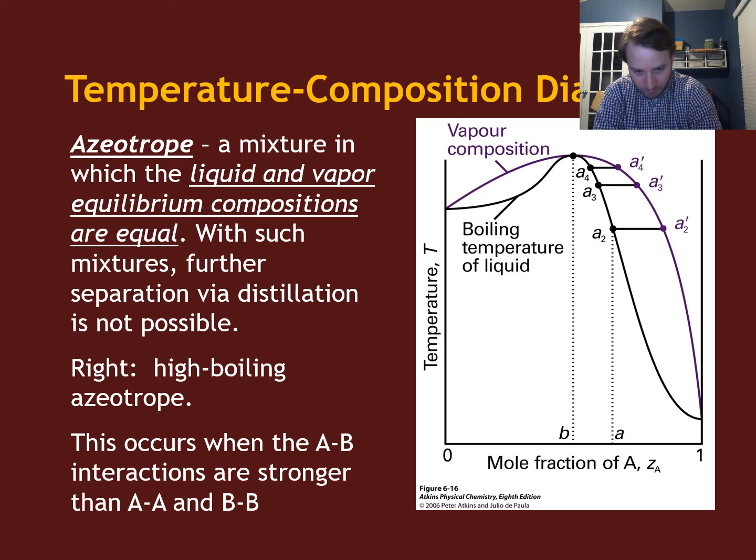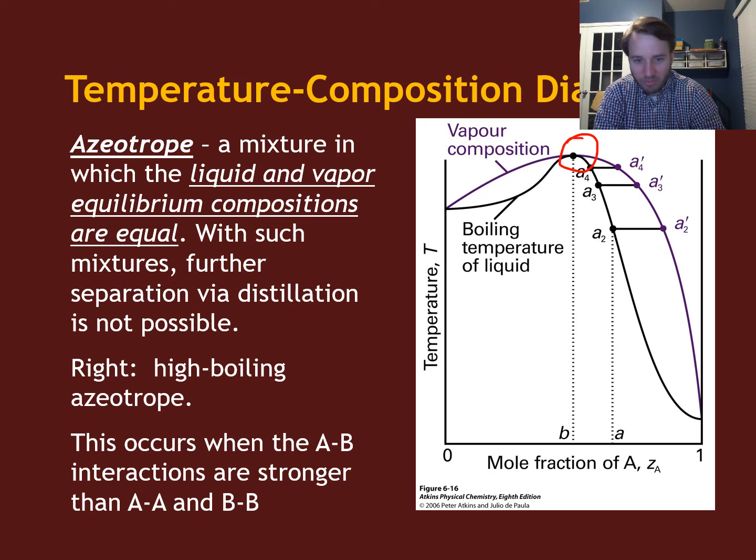Right. Now this can't be done for all types of liquid mixtures. There are things called azeotropes, which are liquid mixtures that at some point have the chemical composition in the liquid and the vapor phase equal to each other. That's represented by that point I've circled. At that point, I can't use distillation to further purify this.